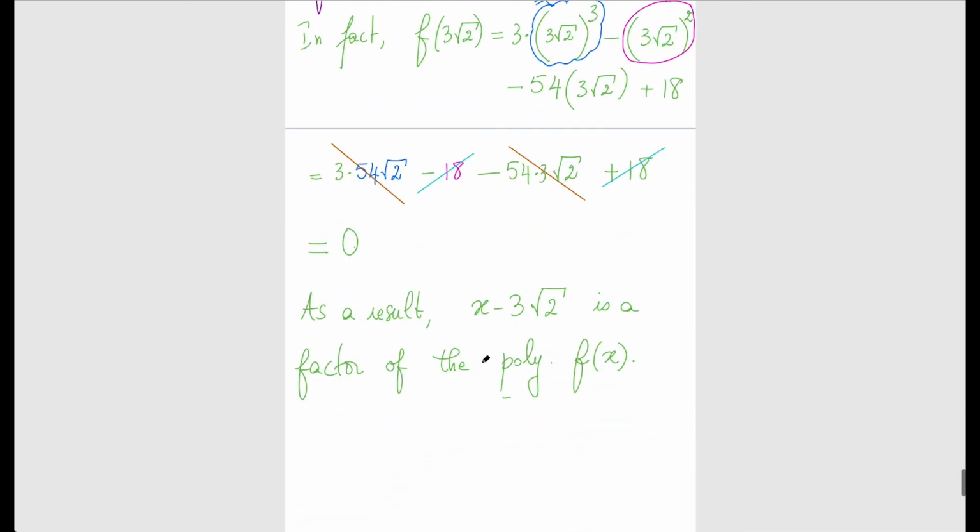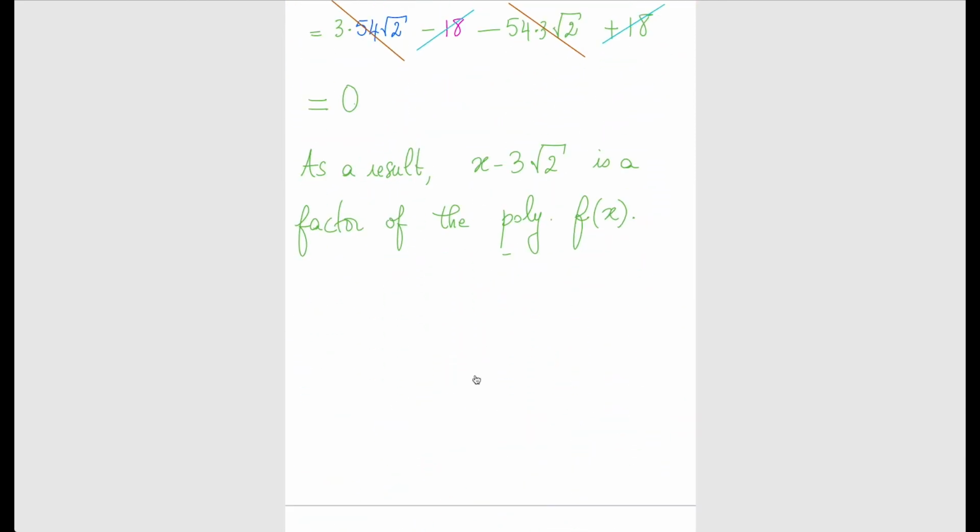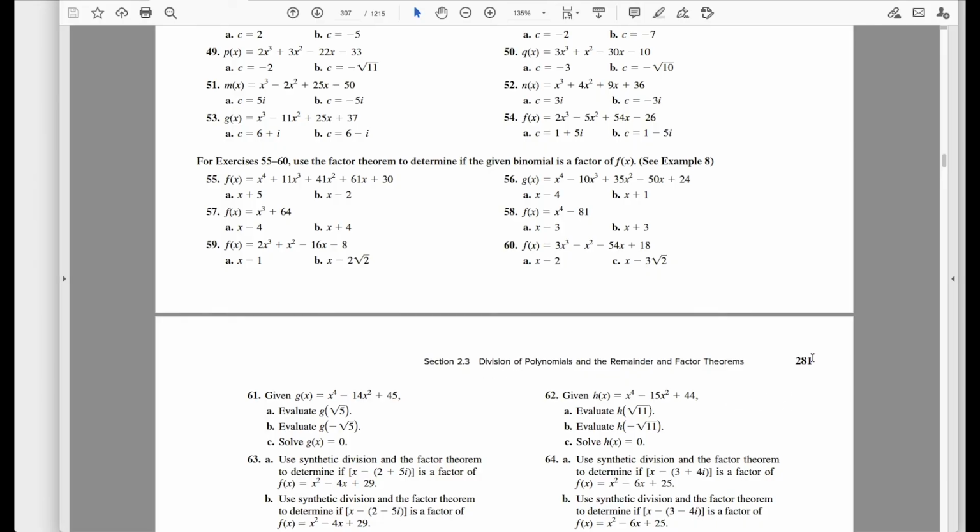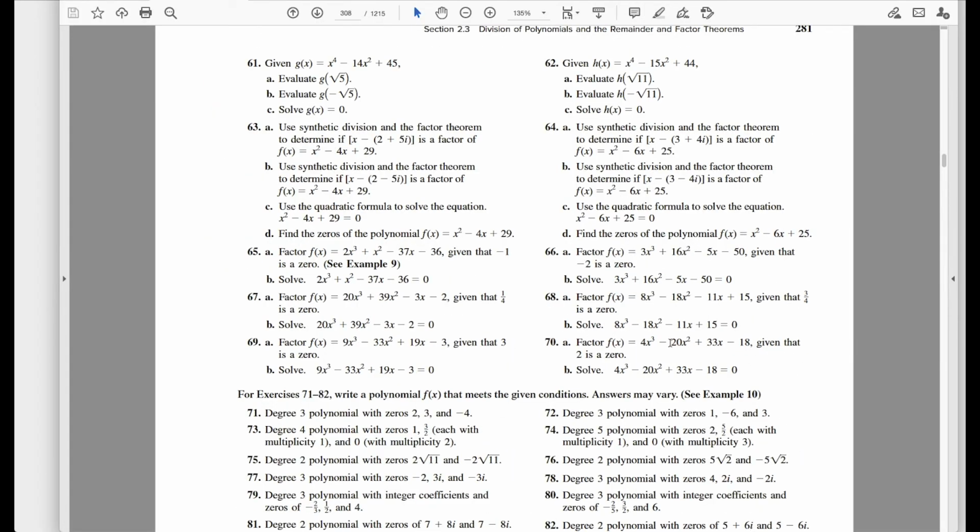Alright, let's do another problem. Let's go to page 281 and let's do 66. Let's do this problem 66. Actually, let's do 70. Let's do 70 for that.